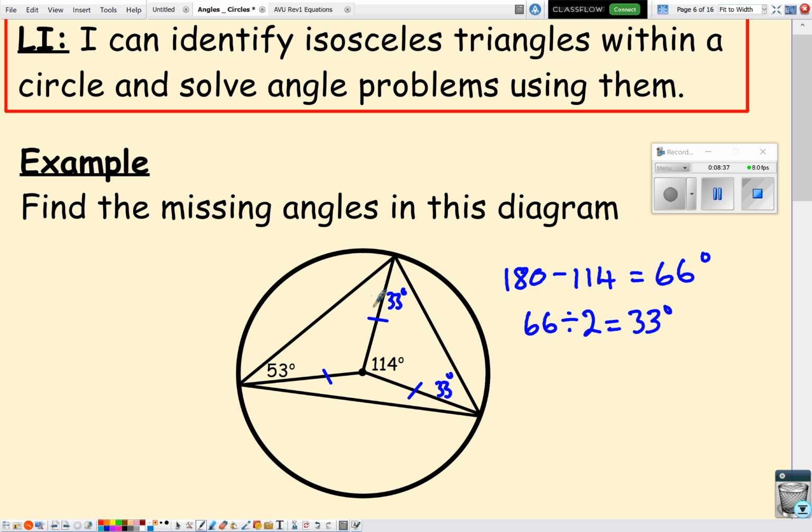Now move on to the triangle on the left hand side here. Again, we know it's isosceles and we know this one's 53 degrees. So we know straight away that this one is 53 degrees as well. So let's go on and find the angle at the top. Well, 53 and 53 is 106. So 180 take away 106 is 74 degrees.